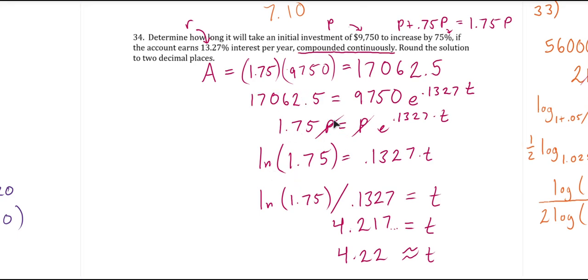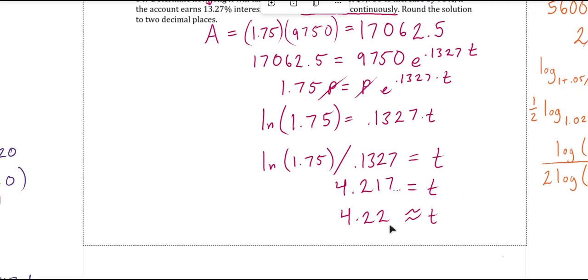And 17,062.5 was just kind of an unnecessary intermediary. The e term, or the 1 plus r over n term, is a proportion. It's what we would multiply p by in order to get a. So if I wanted to double, that proportion would have value 2. Now, taking the log of both sides, we liberate the exponent 0.127t, which is 13.27% as a decimal. Dividing by that, we find our value of t, which is 4.2 approximately.